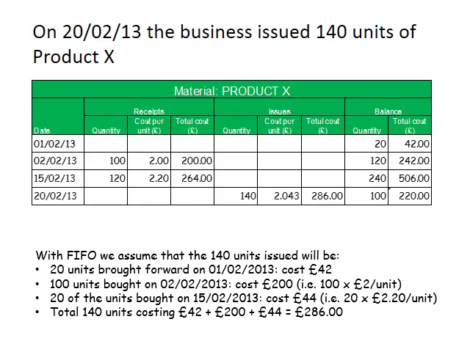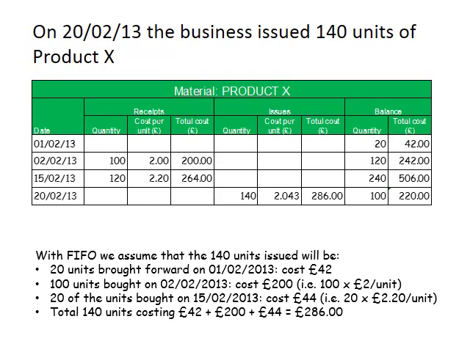So we're going to put that into our table. So we record the quantity being issued of 140, the total cost of £286, and we can calculate just the cost per unit. So that's going to be £286 divided by 140 units. That works out at approximately £2.043 per unit. Lastly, we can calculate the balance.